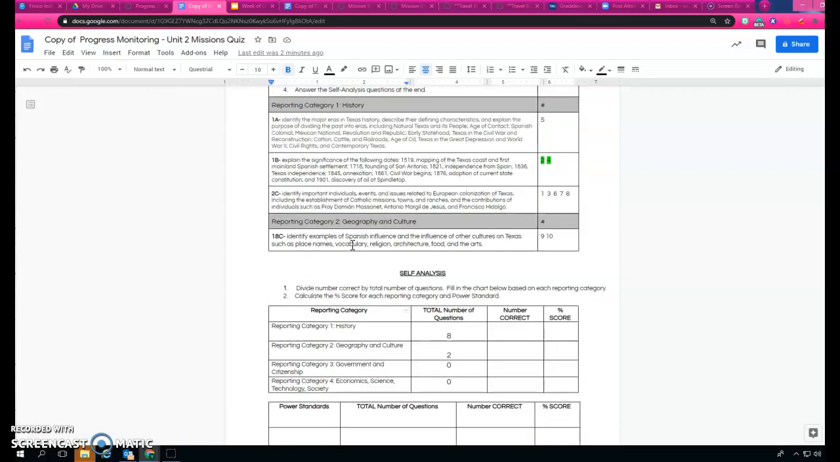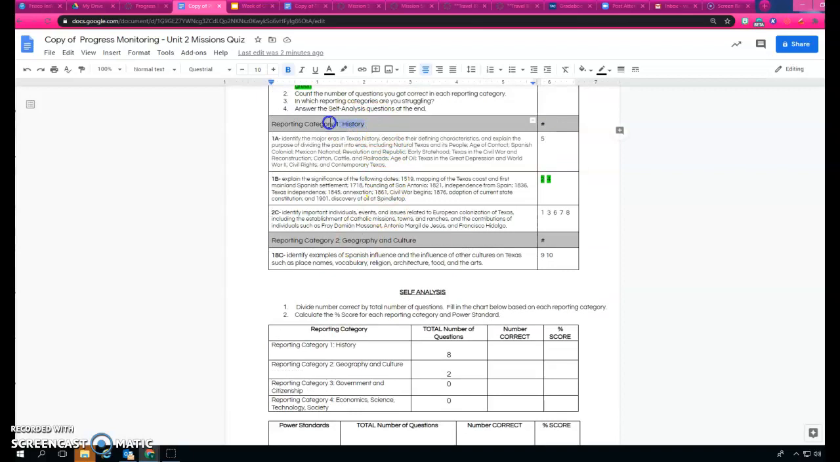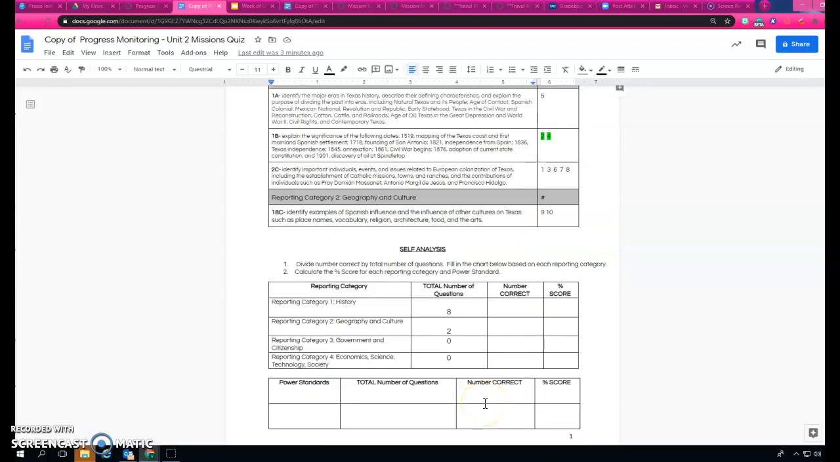To find your reporting category, these are the gray boxes up at the top. Reporting category 1, reporting category 2, and as you can see, they coincide with these down below. You're going to have the total number of questions for reporting category 1. To double check, I can count: 1, 2, 3, 4, 5, 6, 7, and 8. Then there are 2 for geography and culture, number 9 and number 10, so that's why there's a 2 in this blank. There's nothing on this quiz about government and citizenship or economics, science, technology, and society. There might be later when we do progress monitoring, but for this particular assessment, there is not.